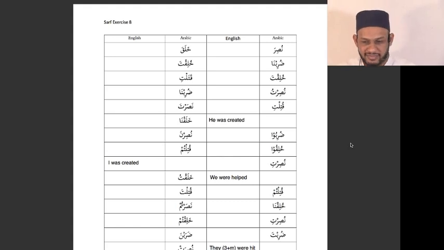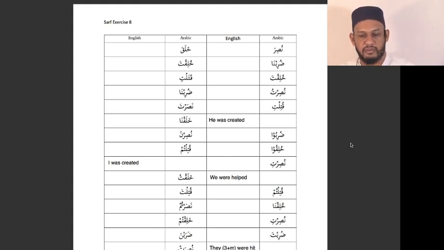What's the answer for that one? I know he created is khalaqa. So what is he was created? It's going to be khuliqa. Next one, duribu. Darabu means they, many males, hit. So duribu means they, many males, were hit. Next one, khuliqu. Khalaqu means they created. Khuliqu means they were created.